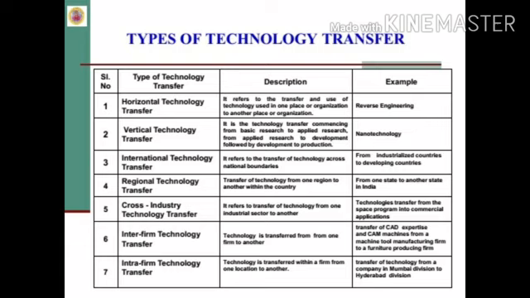We can see the transfer of CAD expertise and CAM machines from a machine tool manufacturing firm to a furniture producing firm, just as an example of inter-firm technology transfer. The other one is intra-firm technology transfer. It is a technology that is transferred within a firm from one location to another location. Here location means, for a company, the Mumbai division to the Hyderabad division. So these are the different types of technology transfer commonly employed.